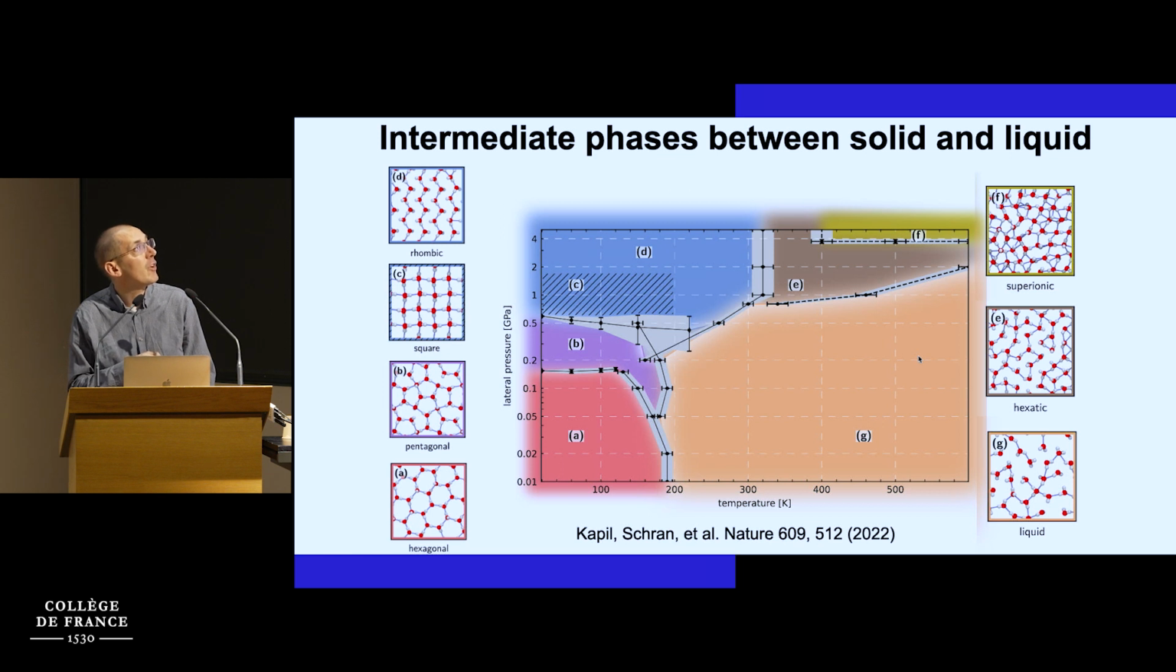But the most important aspect of this superionic state is where it's appearing. So it's showing up here at about 400 Kelvin and 4 GPa. And that turns out to be significantly milder conditions than you get for superionic water in the bulk.